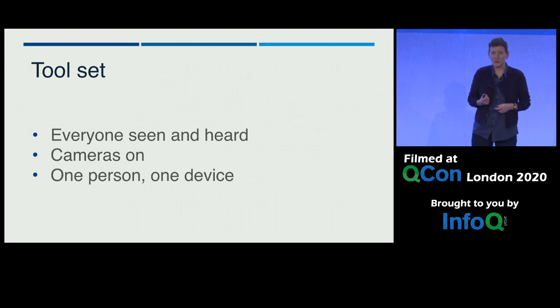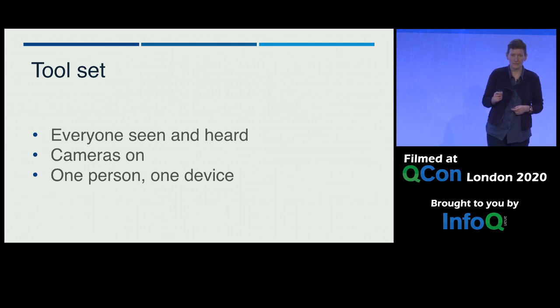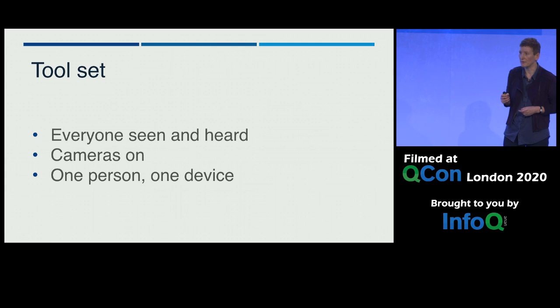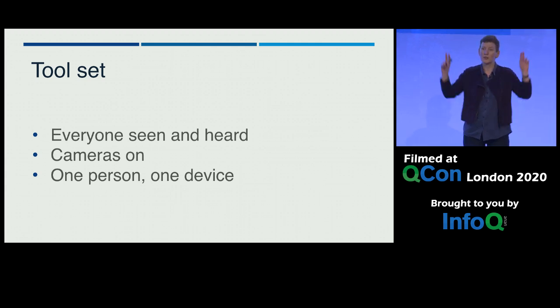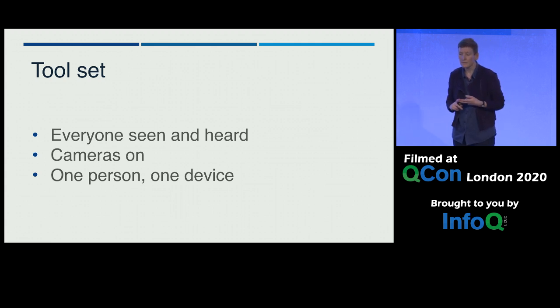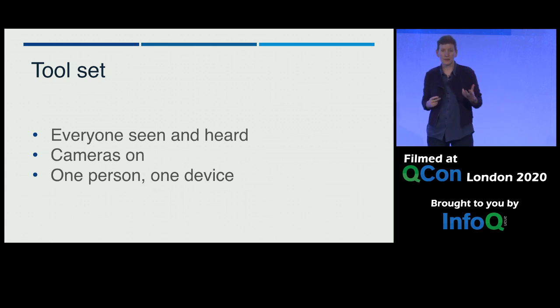So when it comes to tool set, my strong advice to you is to make sure that on every difficult remote conversation, everybody can be seen and heard. Now, I know that's not trivial for some of you. Some of you are working with some systems which don't allow that. It's time to put your foot down. Everybody should be seen and heard. That means cameras on.